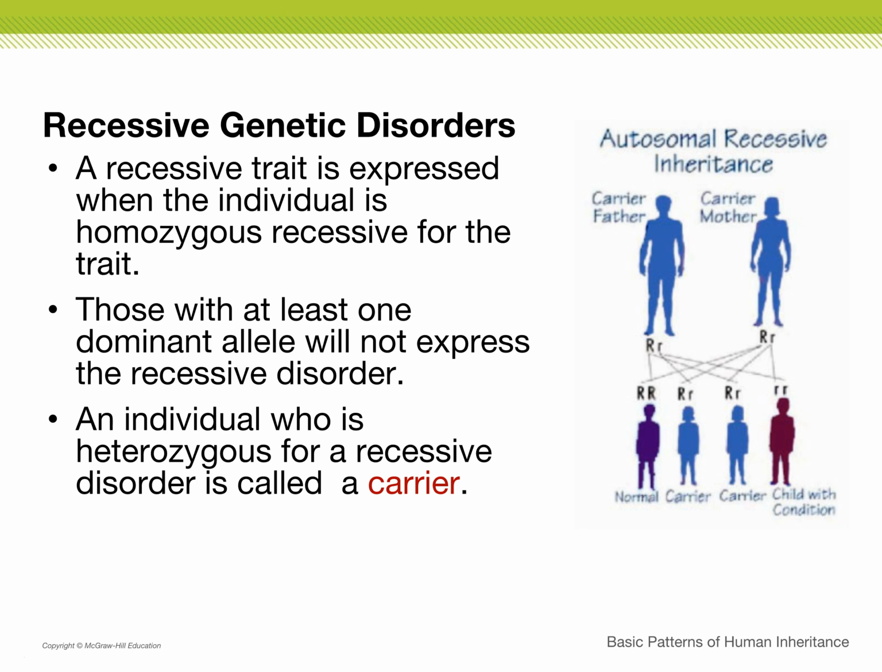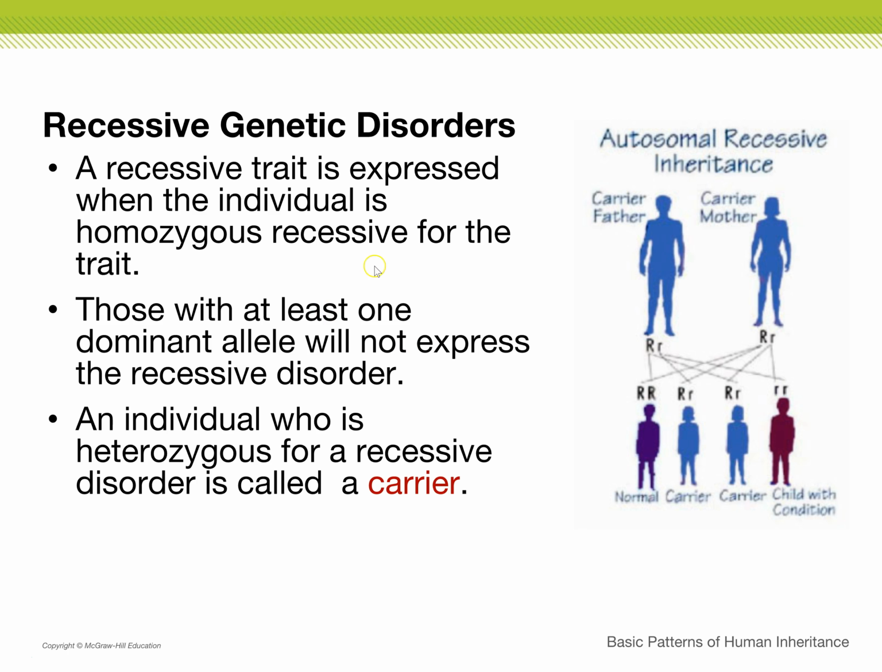So, first of all, let's talk about recessive genetic disorders. In order to express a recessive genetic disorder, you have to be homozygous recessive for that trait. If you have even one dominant allele, then you will not express that recessive disorder. But if you have one dominant and one recessive, they call you a carrier.